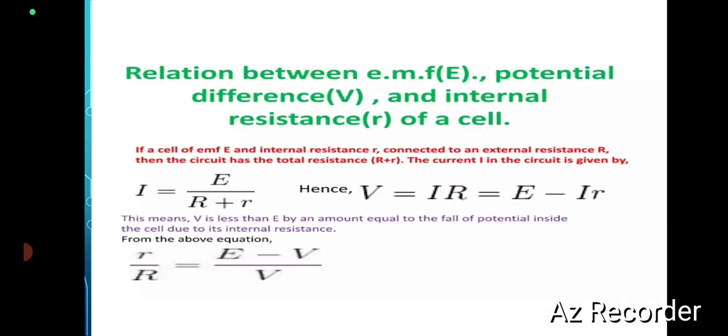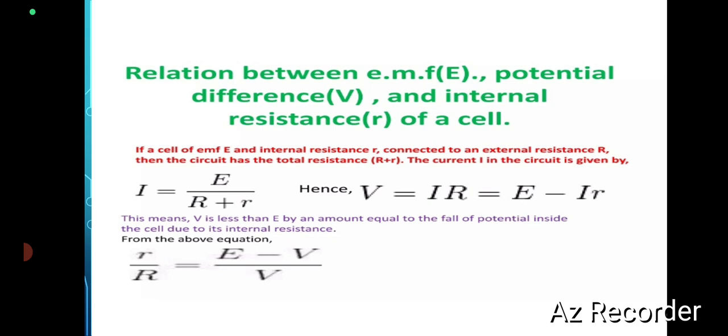Relation between EMF, potential difference and internal resistance of a cell. If a cell of EMF E and internal resistance r is connected to an external resistance R, then the circuit has the total resistance R plus r. The current I in the circuit is given by I is equal to E divided by R plus r. Hence, V is equal to IR is equal to E minus Ir.